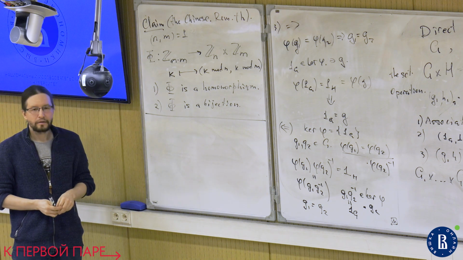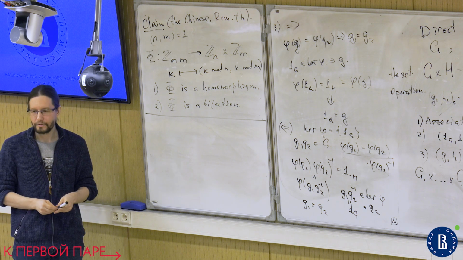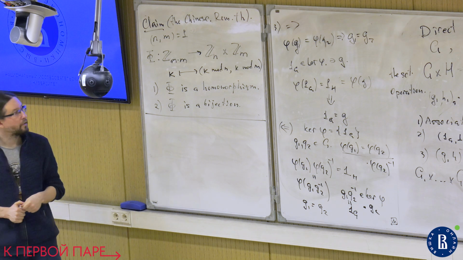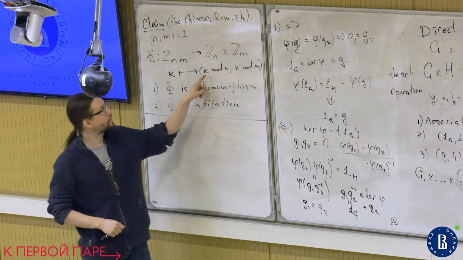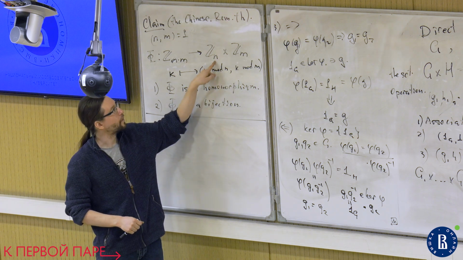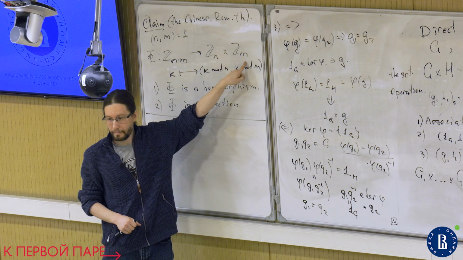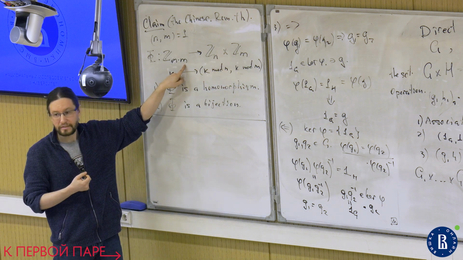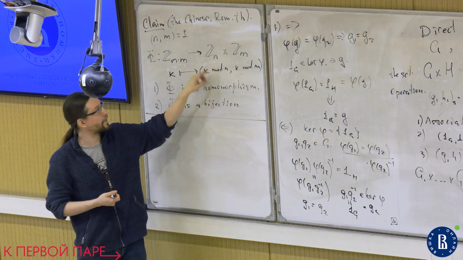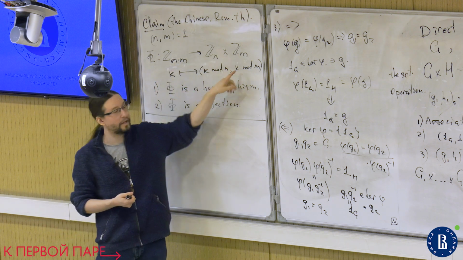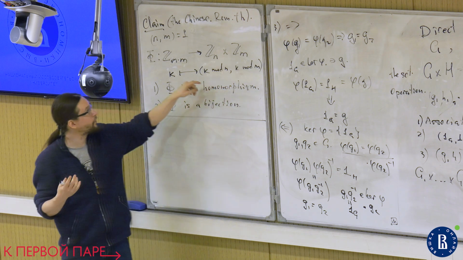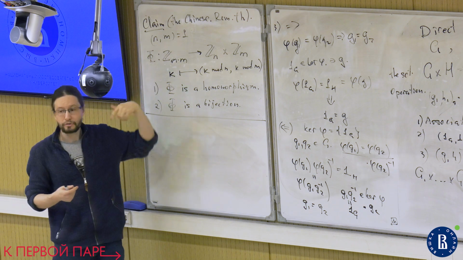Does it resemble anything you know about the Chinese remainder theorem? Probably the Chinese remainder theorem you knew was like that. If you're given two remainders, one modulo n, another one modulo m, then you can find a remainder modulo n times m, such that its remainder modulo n is the first remainder and its remainder modulo m is the second one. So the Chinese remainder theorem you already know is just the claim that this map is surjective.